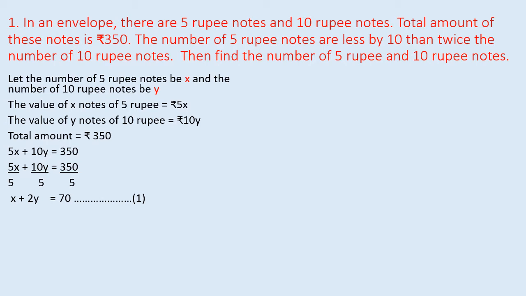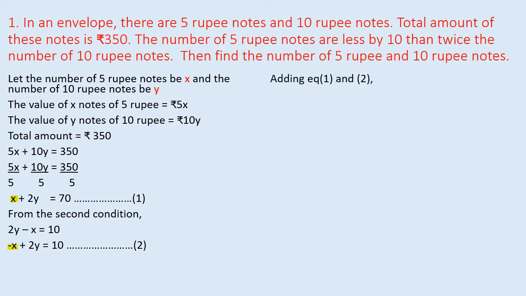Then we already saw for the second equation we had 2y minus x is equal to 10. So we rearrange it and write it as minus x plus 2y is equal to 10. Now we look at whether we are going to add or subtract these equations. If we want to add, we need at least one variable with opposite sign. If we have such a condition, then we can add. Here in equation 1 I have x, and in equation 2 I have minus x. So I'll add equation 1 and 2.